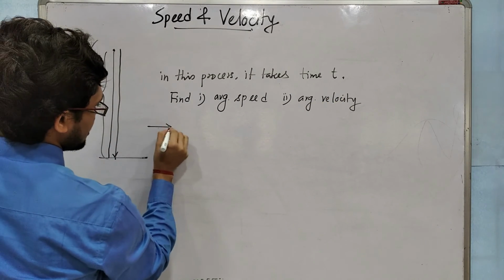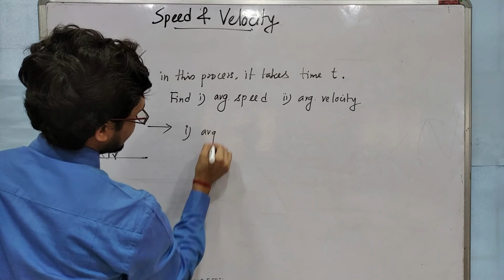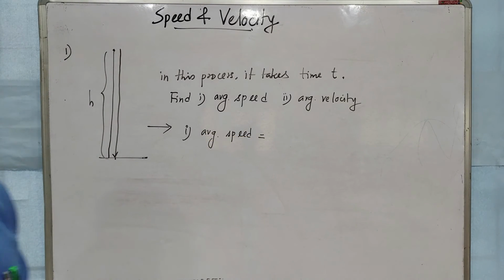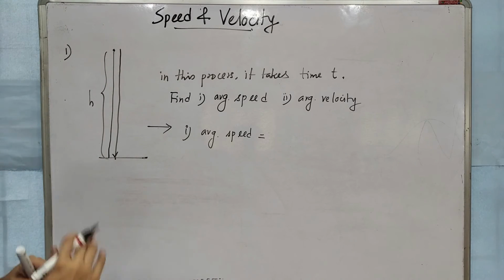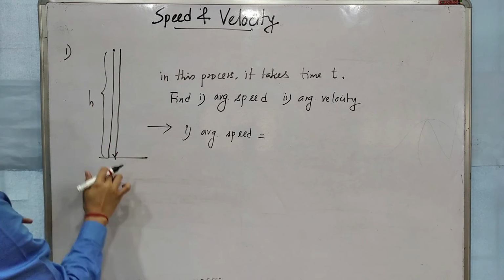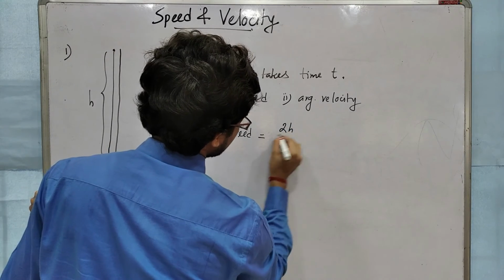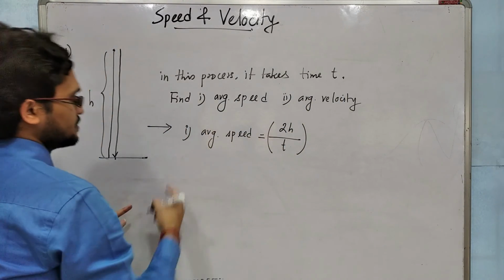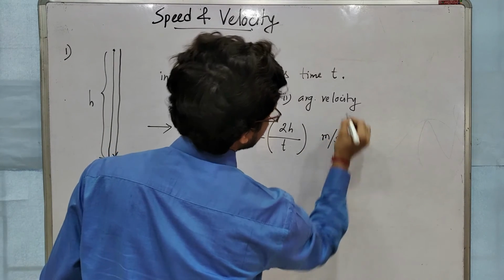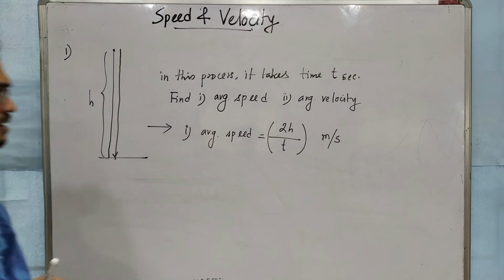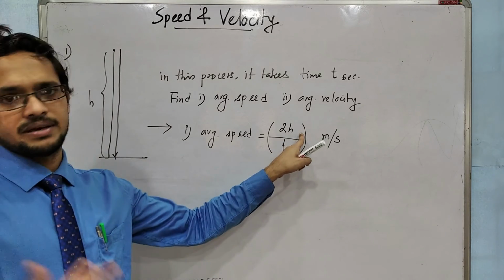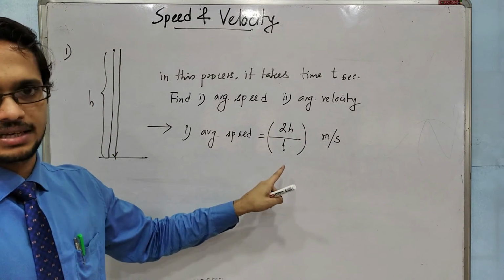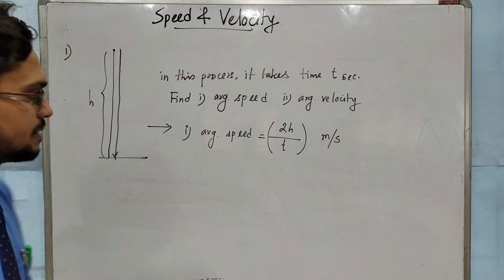Okay, how to solve? First one, average speed. Average speed means what? What is the formula? Total distance by total time. Total distance means h up, h down. So total distance is 2h, and total time t. So this is the average speed, given in unit meter per second. Here h may be 10 meter. Suppose the numerical is 10 meter, then h will be 10. T suppose 5 second. Then 2 into 10 by 5, in this way.